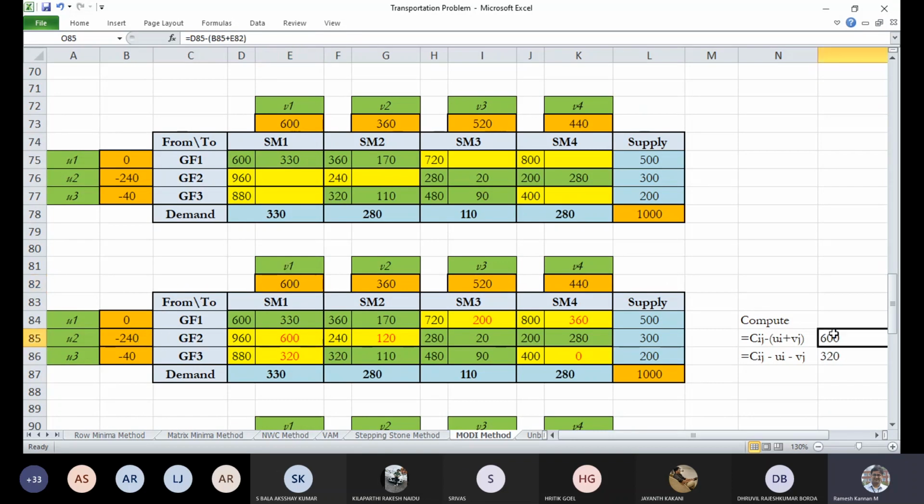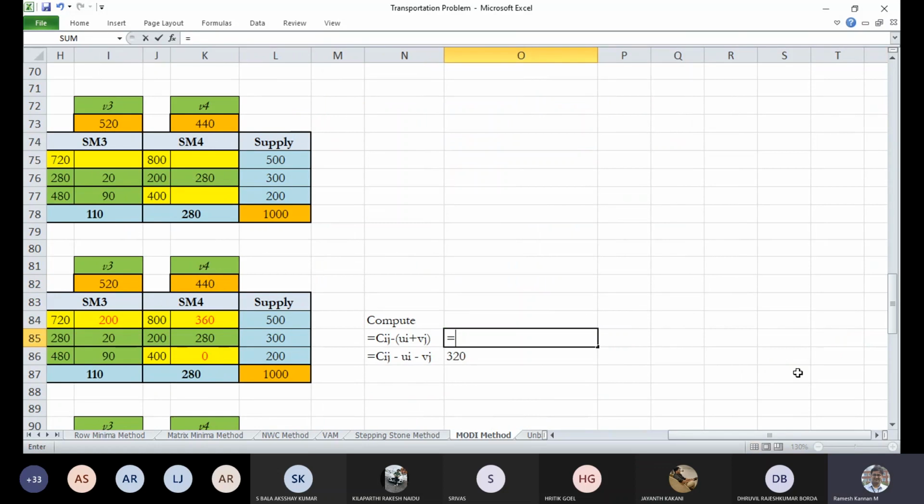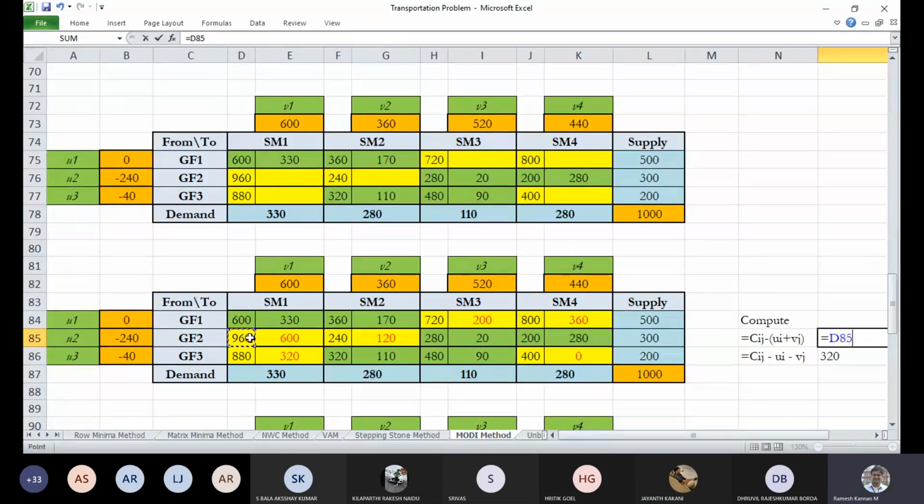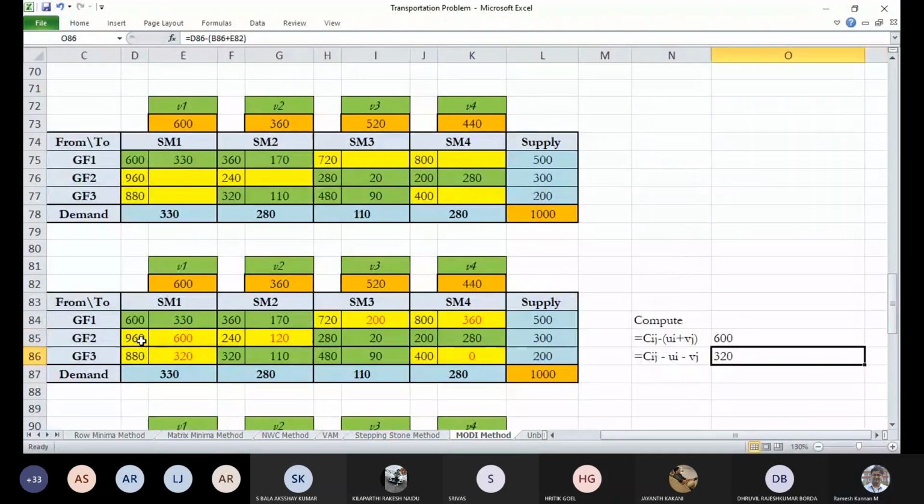When you add it, I'll just explain, equals Cij here, which is nothing but 960 minus, we'll have to add these things, 600. You can add Vj plus Ui or Ui plus Vj, it does not make any difference at all, right? So then it becomes 600, right? And that will be the value here.